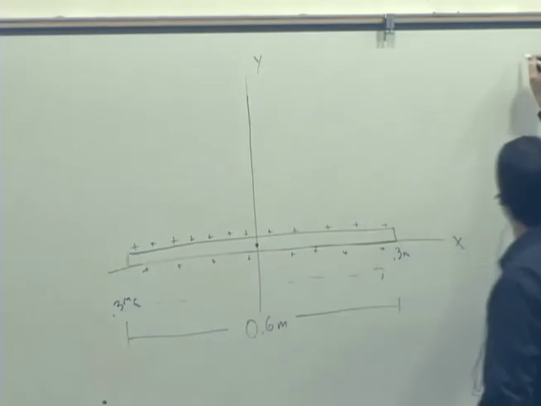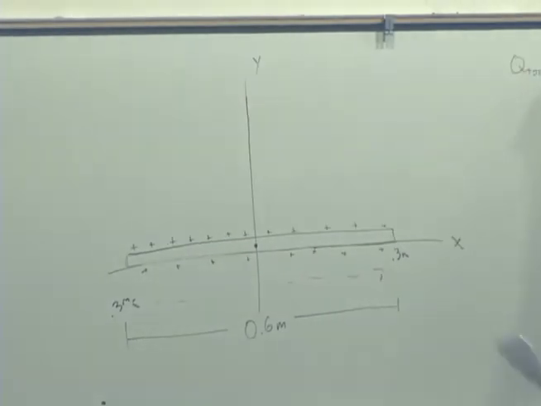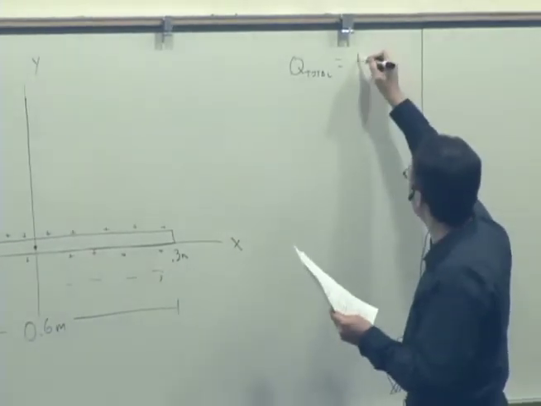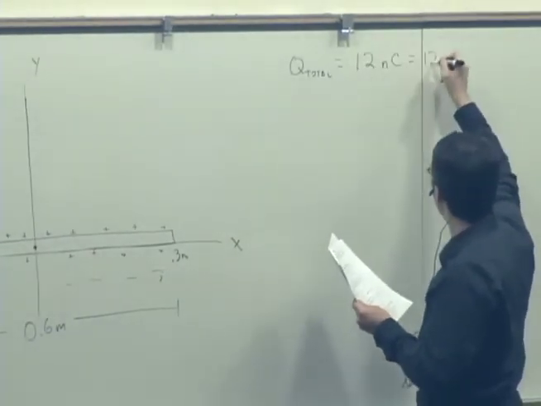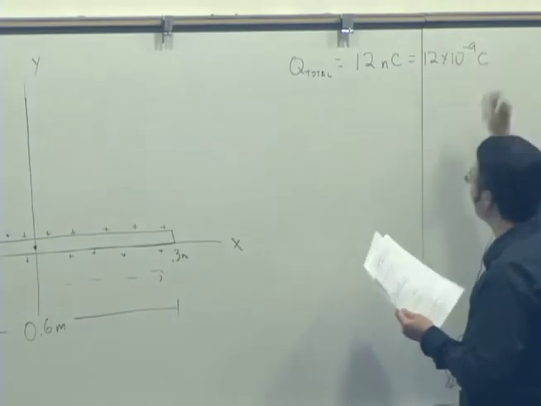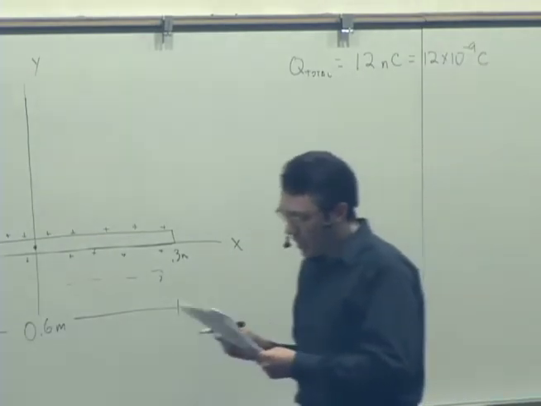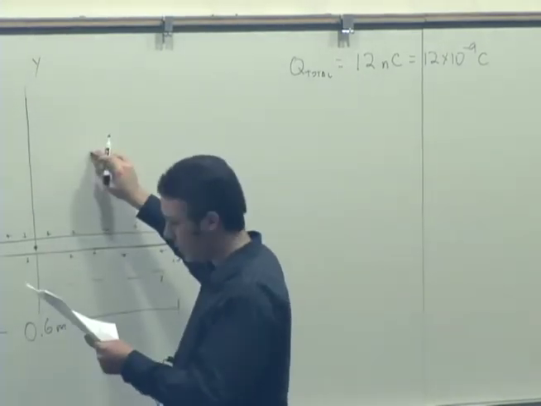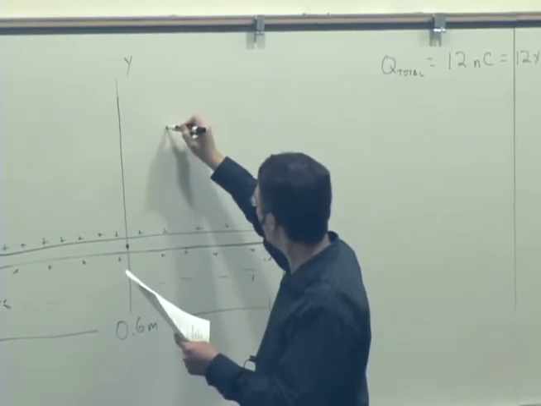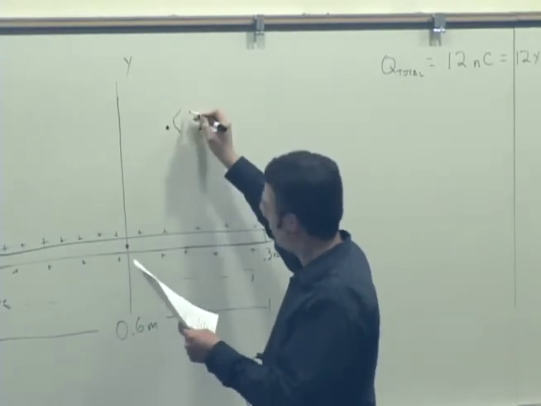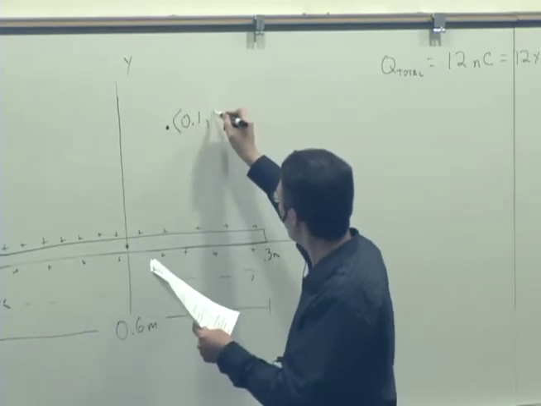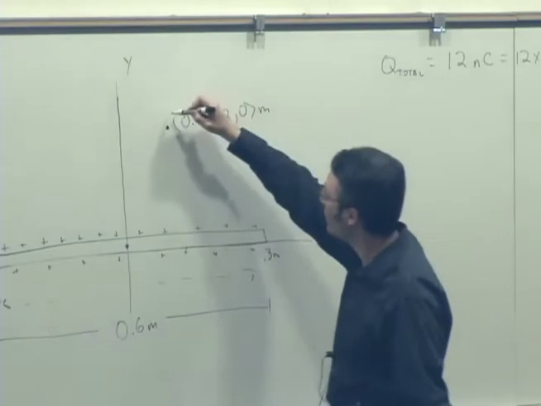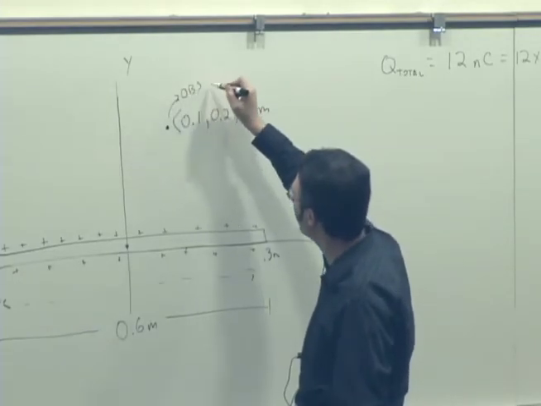We'll say the total charge is, what do we want to make it? Let's make it 12 nanocoulombs, which is 12 times 10 to the minus 9 coulombs. And I want to find the electric field at some observation location. Let's make our observation location, say here, which is 0.1, 0.2, 0 meters. So this is the observation location, and we're trying to find the electric field at that location.